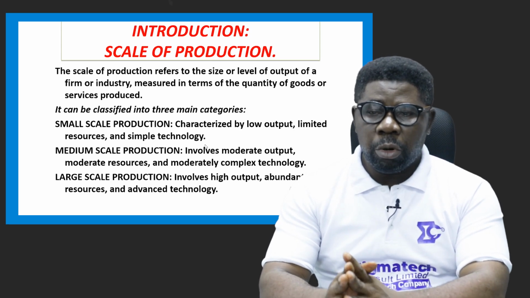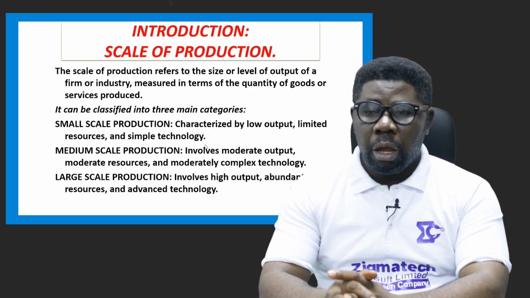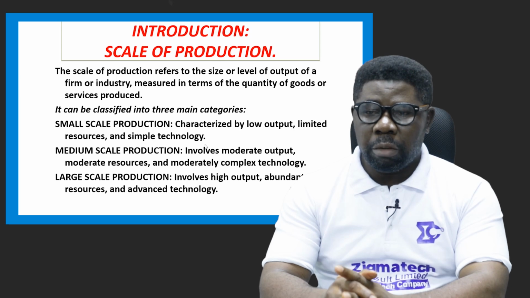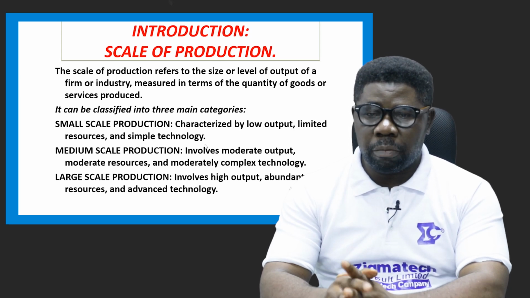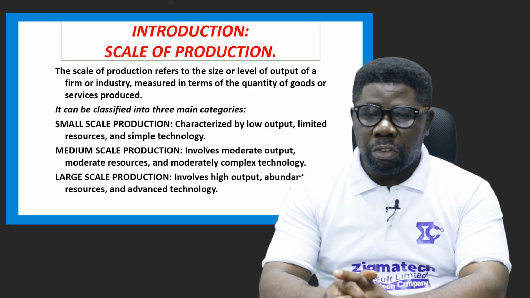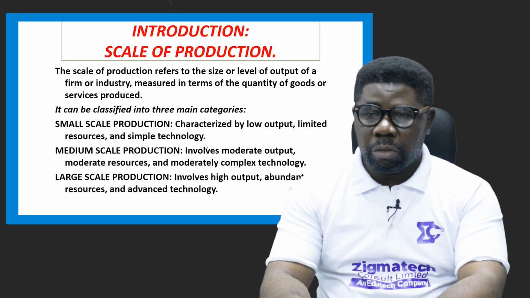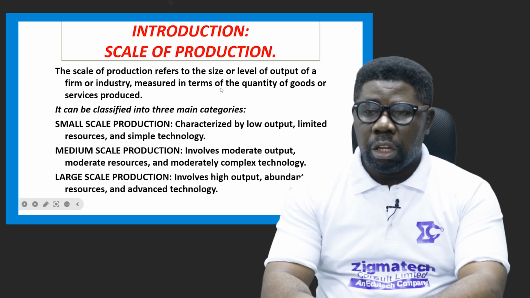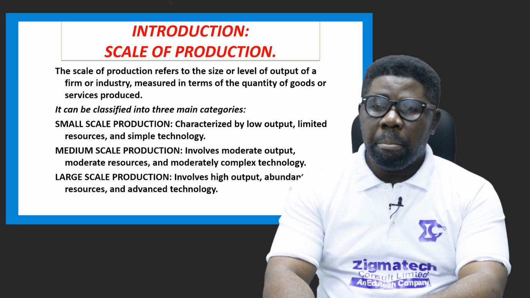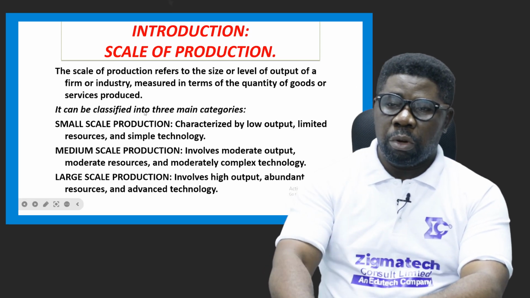Then medium scale production involves moderate output, moderate resources, and moderately complex technology. It's a little bit more difficult, but not out of reach, not unmanageable, all right? So that will bring what? A medium scale production. Then large scale production involves high output, abundant resources, and advanced technology. These things make production grow in size, right? Expand in scale. So these are the 3 major divisions of scale of production.